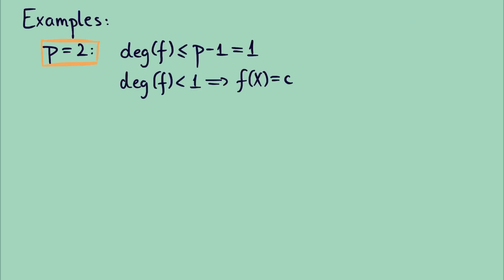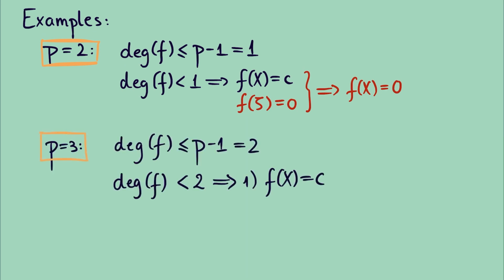Let's look at some examples. For p equals 2, the degree of f is at most 1, and any polynomial of lower degree is constant. So if zeta is a zero of a constant polynomial, that constant must be 0. But we're really only interested in non-zero polynomials here.